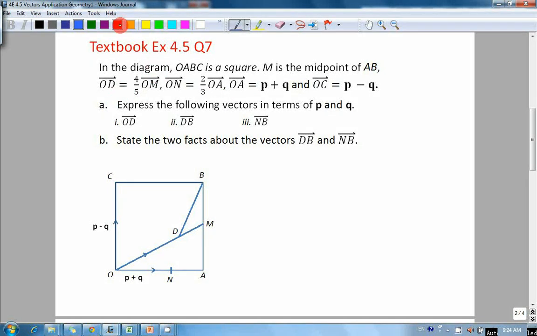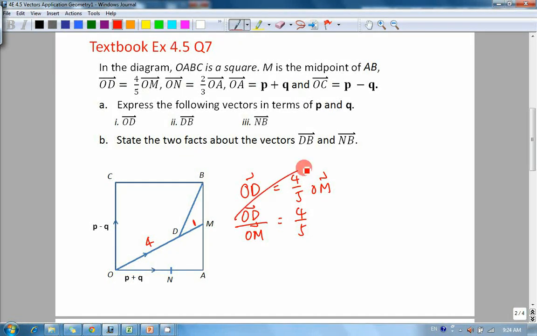Okay, first, OD equals 4 over 5 OM. Therefore, if I change this to a ratio, OD over OM will be equal to 4 over 5. So OD to OM is 4 is to 5. If this is 4, this is 5, that means DM must be 1.